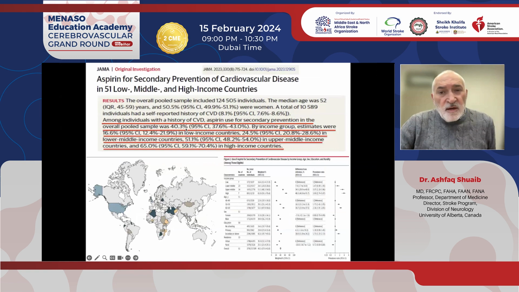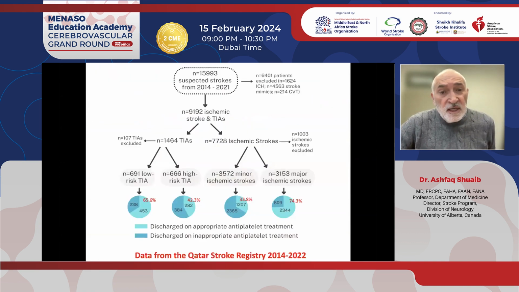approximately 40% of patients who should be on a treatment for cardiovascular disease prevention are taking the medications. And in the low income countries or middle income countries, this is very low. It's disturbingly low. 1 in 5 patients who should be on the medications is actually on the medications.